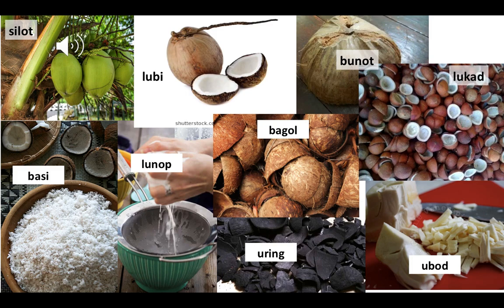This slide shows examples of different local terms that we use for coconut. So in Bisakol, people call it in different ways. So we got silot, basi, uring, lunok, bagol, depending on how we use it. And this shows how a language flourishes because of an object's relevance to the people's lives.